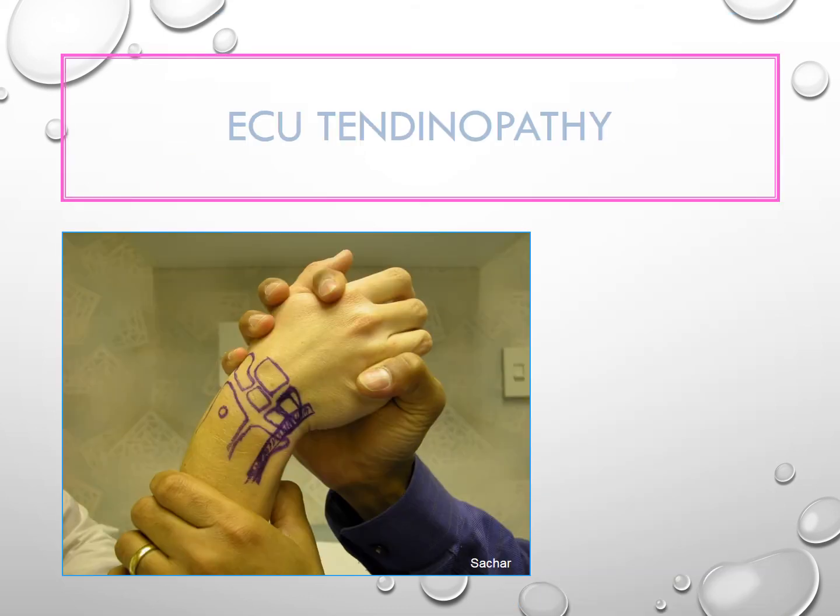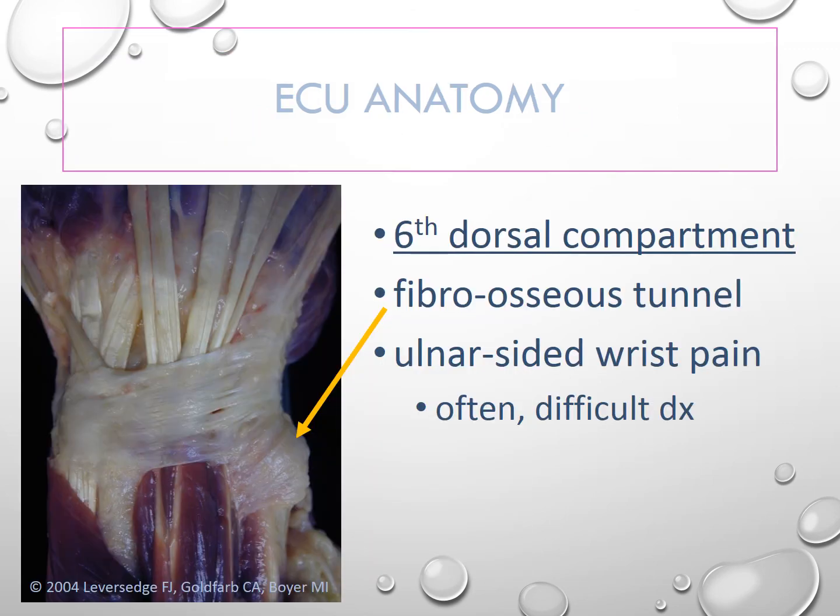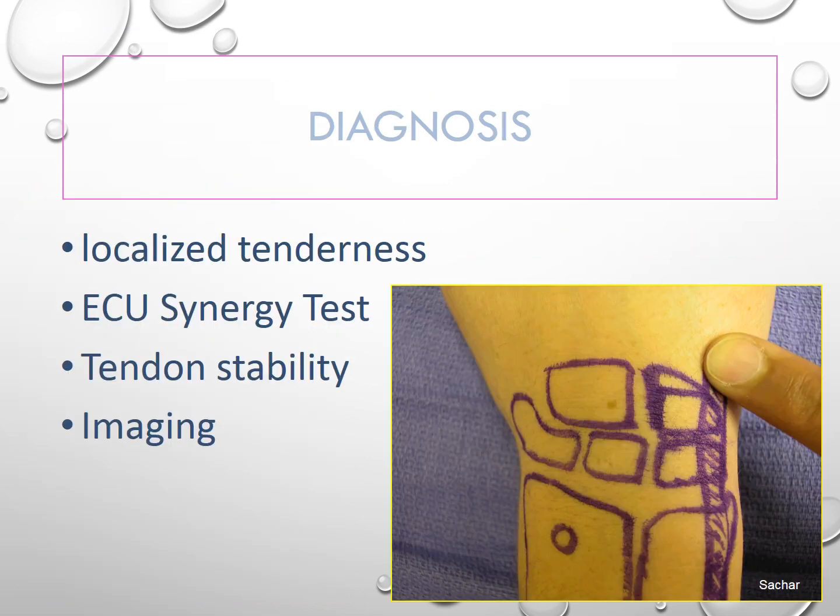ECU tendinopathy is another common tendinopathy on the ulnar side of the wrist. It can be confused with many other things on the ulnar aspect of the wrist, as Dr. Schwacka will tell you in a future lecture. The ECU tendon is in the sixth dorsal compartment, is in a fibroosseous tunnel, and again, it's ulnar-sided wrist pain, which is difficult to diagnose.